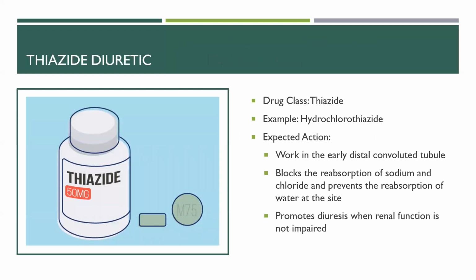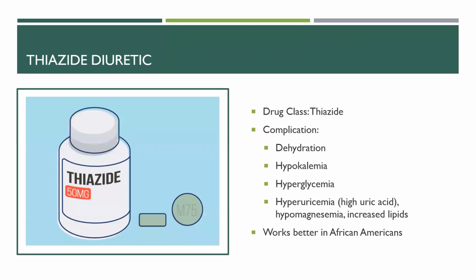Next, our thiazide diuretics. These work in the early distal convoluted tubule. It blocks the reabsorption of sodium chloride and prevents the reabsorption of water at the site. It promotes diuresis when renal function is not impaired. Remember, thiazides and calcium channel blockers work best in African Americans. Some of your complications are things like dehydration, hypokalemia, hyperglycemia, high uric acid, hypomagnesemia, and increased lipids.